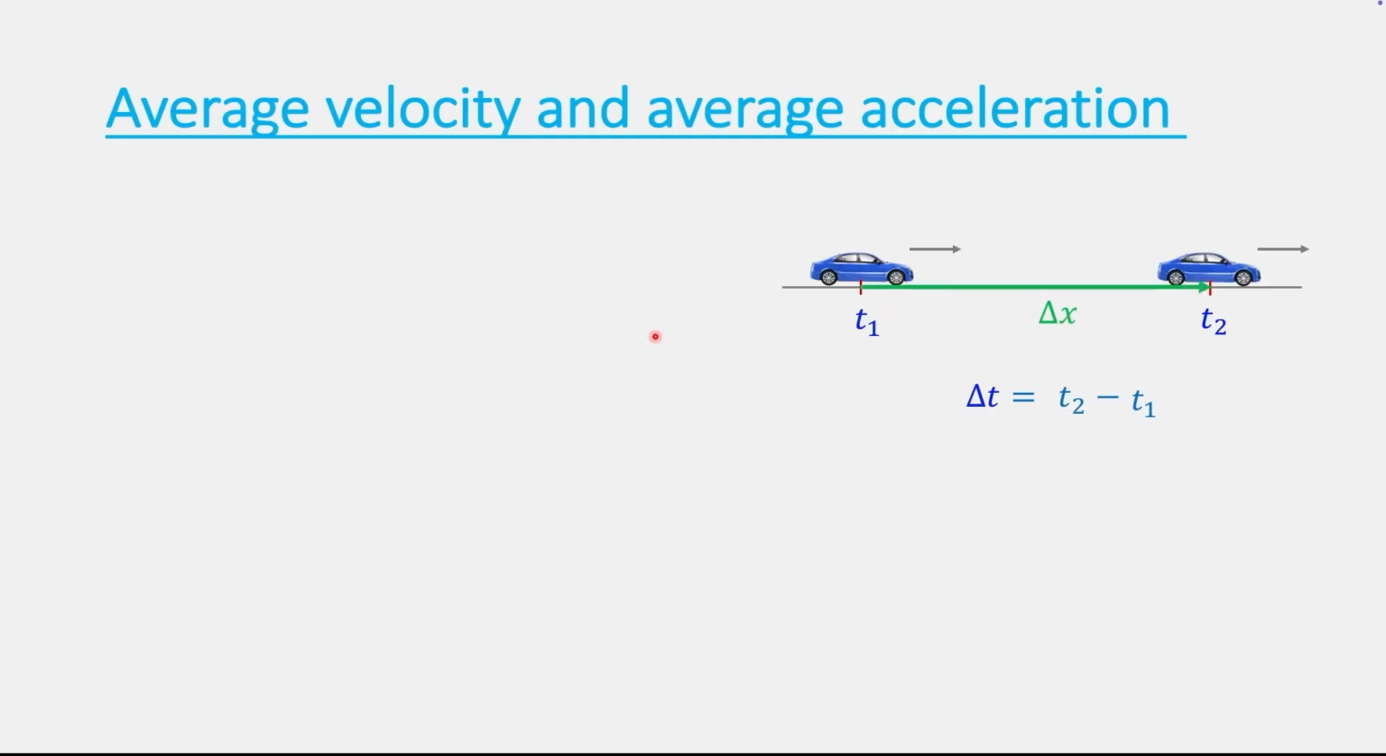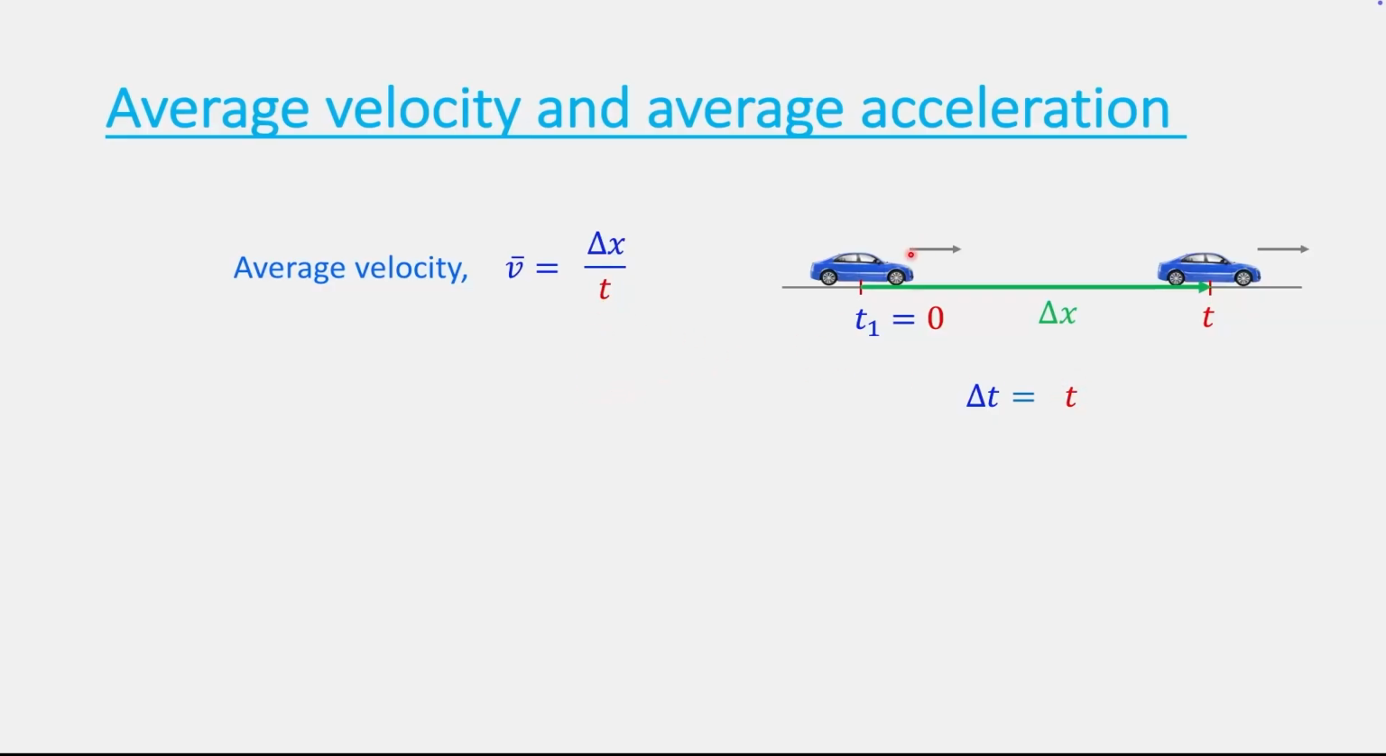The displacement divided by the time interval is the average velocity of the object in that time interval. Next, I take the initial time as 0 and the final time as t. So delta t is equal to t minus 0, which is equal to t. Now substitute t for delta t.